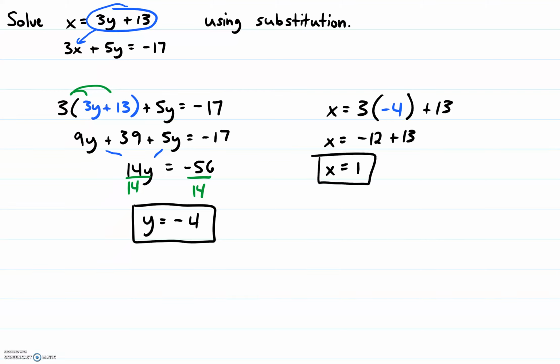And so there we are. Our x value is 1 and our y value is negative 4. So the solution to this system of equations is going to be the point (1, negative 4). And that's our answer.